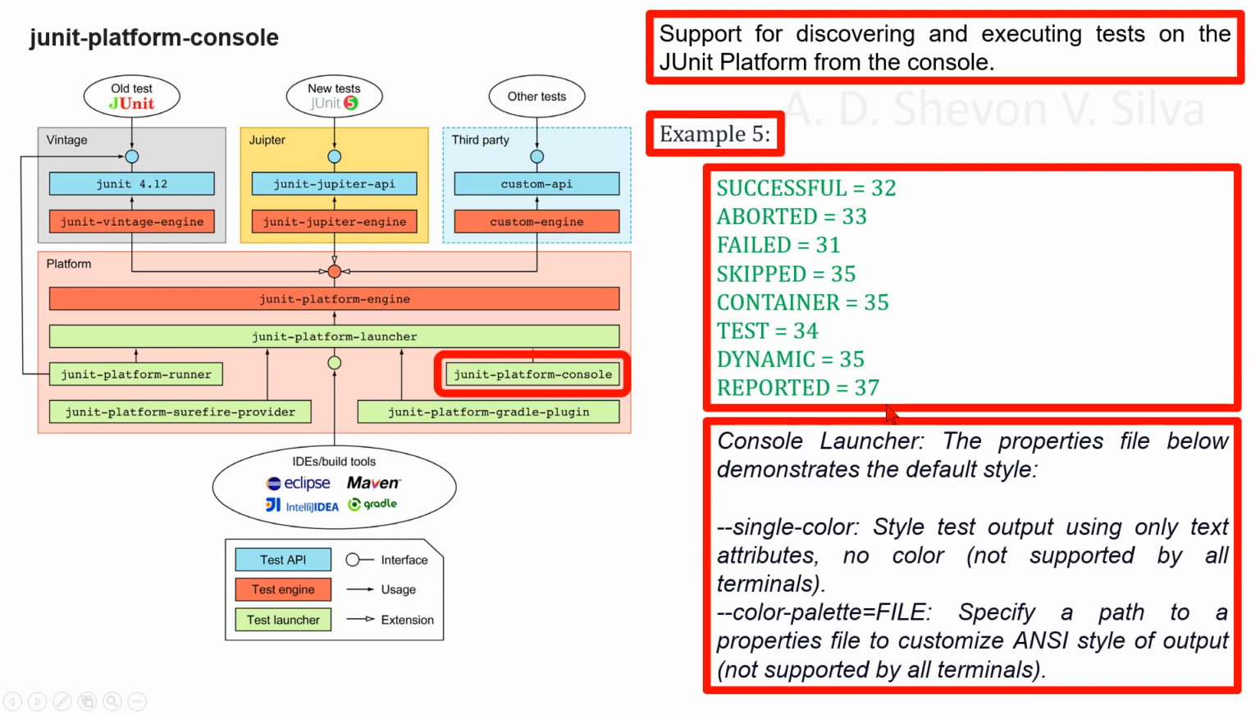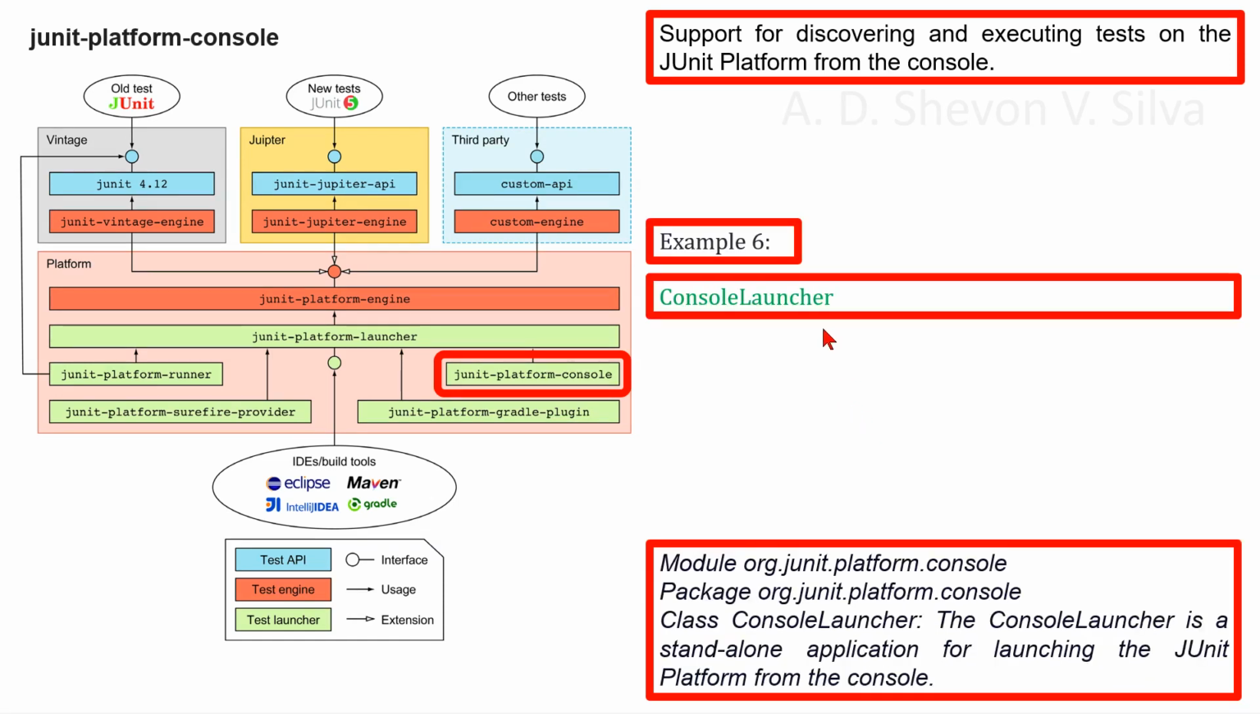The colors used in the output of the console launcher can be customized. The option --single-color will apply a built-in monochrome style, while --color-palette will accept a properties file to override ANSI SGR color styling. The properties file here demonstrates the default style: SUCCESSFUL=32, ABORTED=33, FAILED=31, SKIPPED=35, CONTAINER=35, TEST=34, DYNAMIC=35, and REPORTED=37.